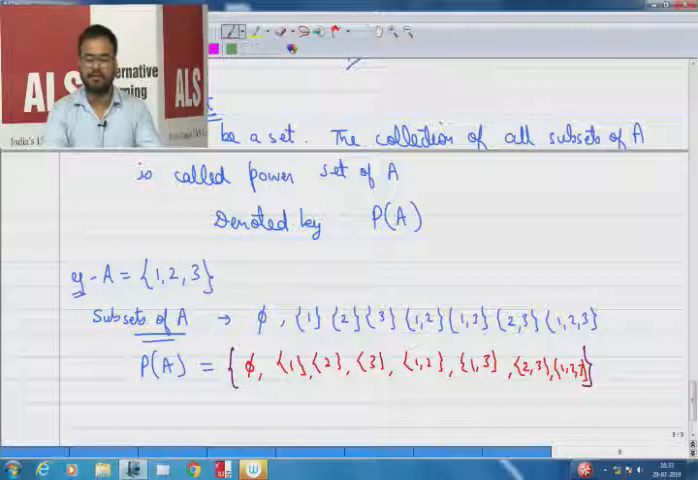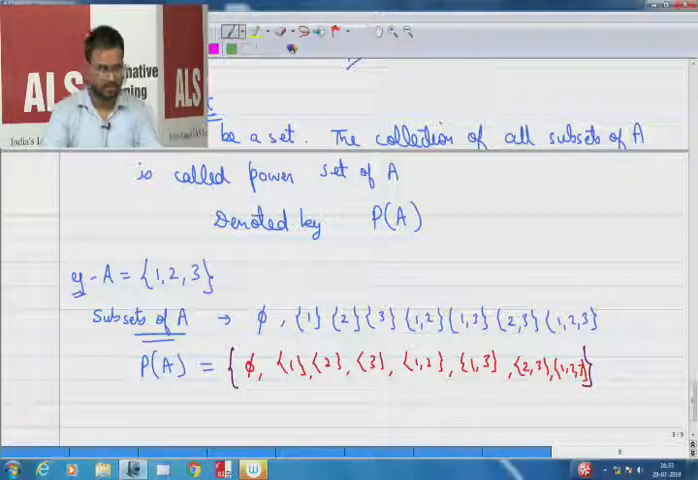Are you getting it? Shillong, Kohima? Okay.